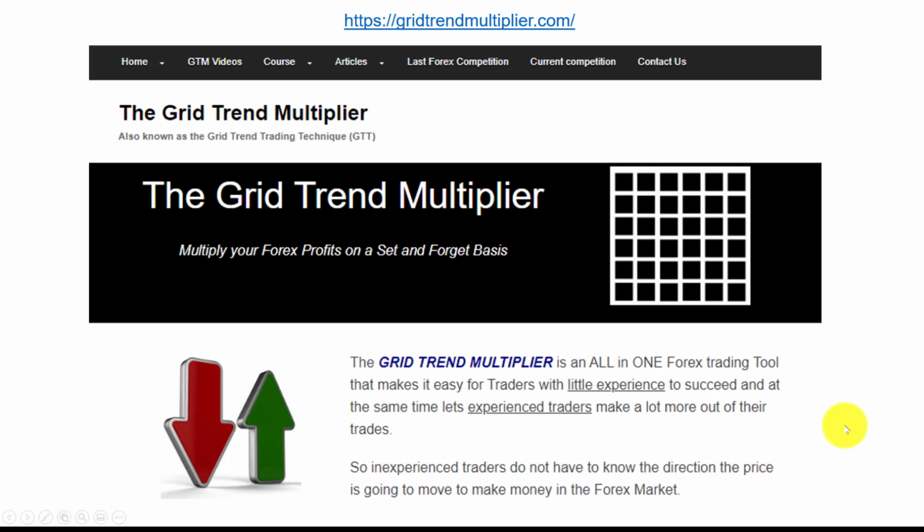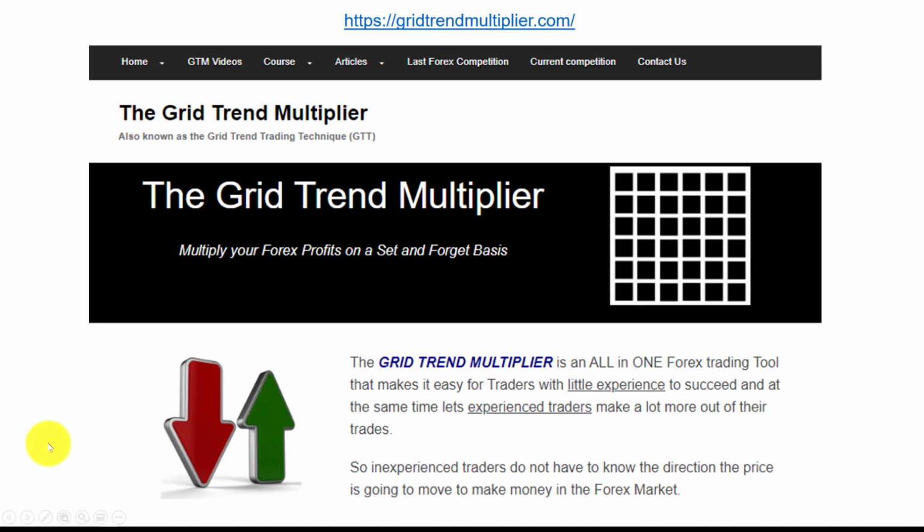So inexperienced traders do not have to know the direction the price is going to move to make money in the Forex market. And isn't that the most fantastic thing? Because often 80% to 90% of a Forex trader's career is about finding the direction that the price will move. Now this one gets rid of that particular problem.